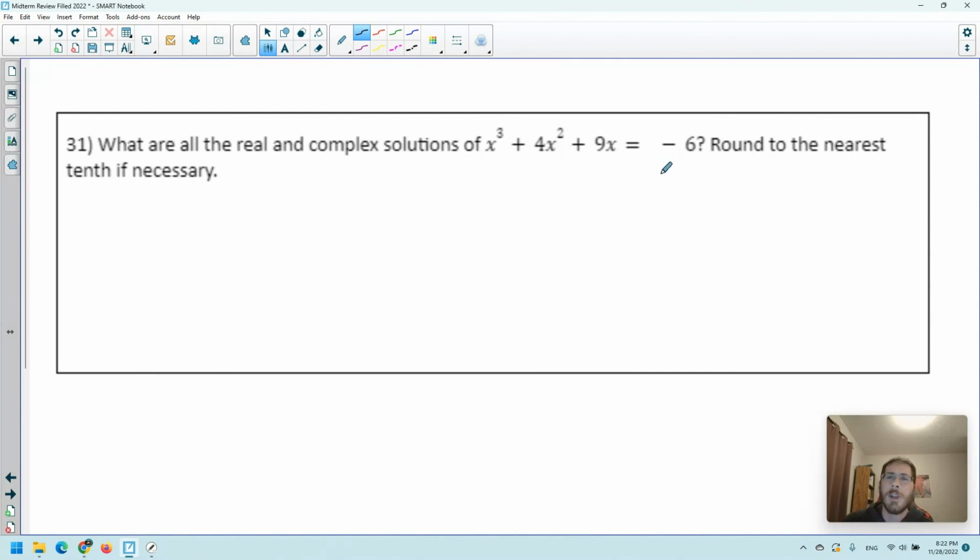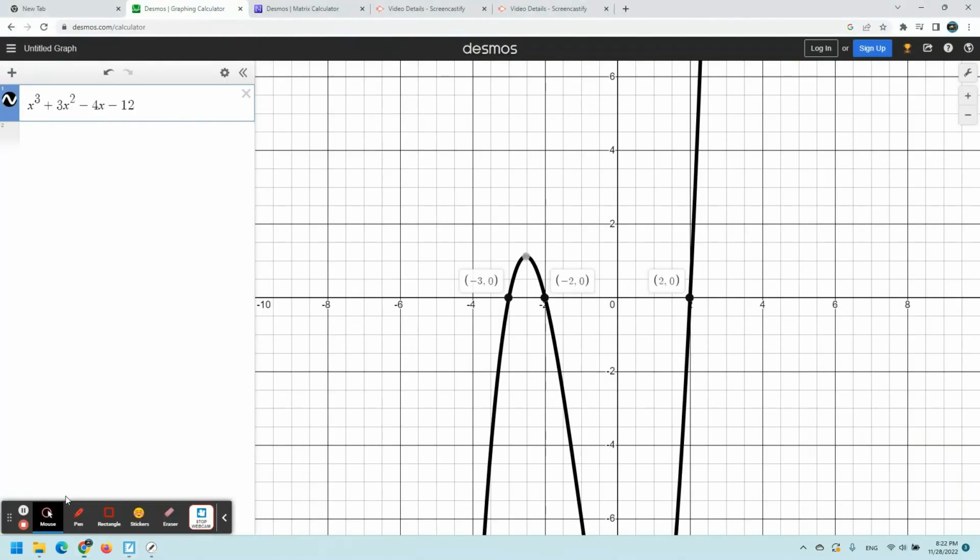So let's start off by moving this 6 over to the other side. So this gives us x to the third plus 4x squared plus 9x plus 6 equals 0. And let's see if we can get one of the solutions, because again, we're supposed to have 3. And our complex solutions have to come in pairs. So there has to be at least one real solution. So there should be at least one on the graph. So let's see what the graph gives us.